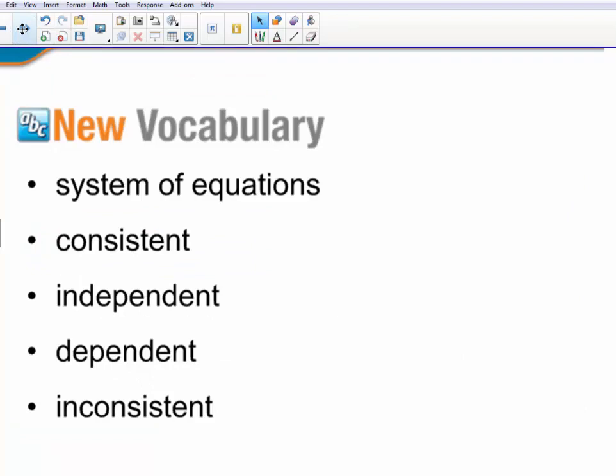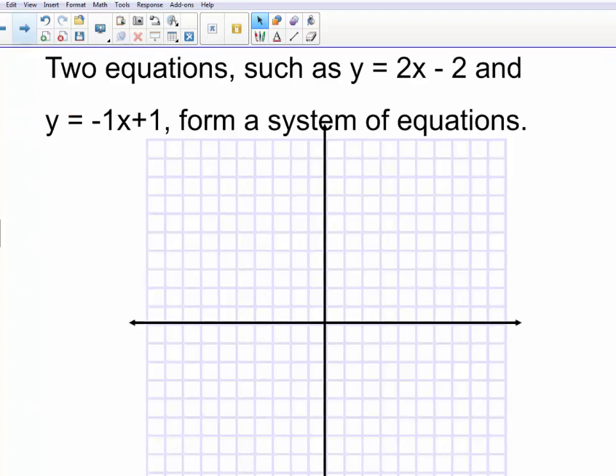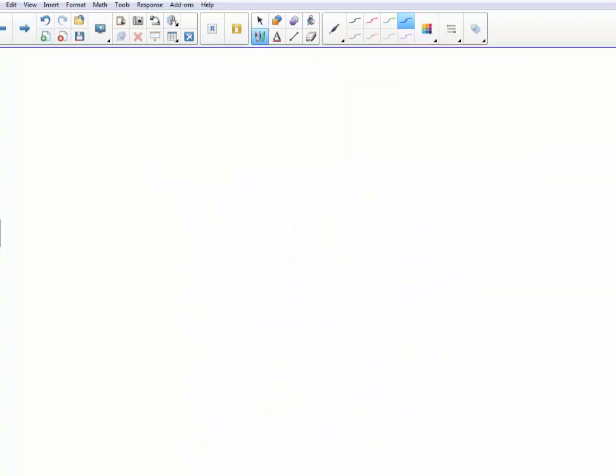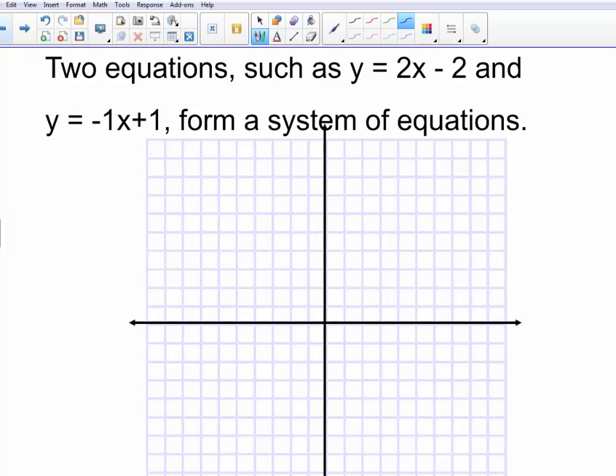Okay, new vocab. Two equations such as y equals 2x minus 2 and the other equation, y equals negative 1x plus 1, form a system of equations. So what we can do is graph both of these on the same coordinate plane.